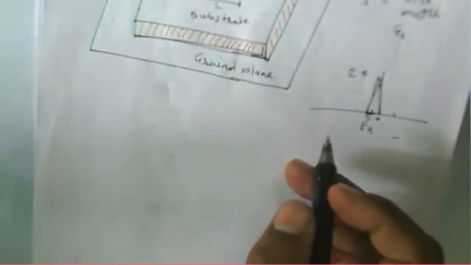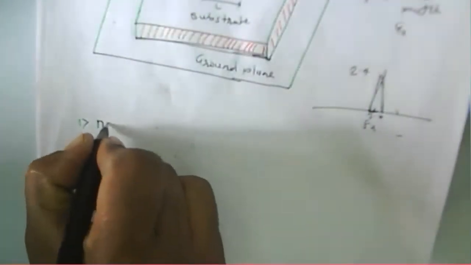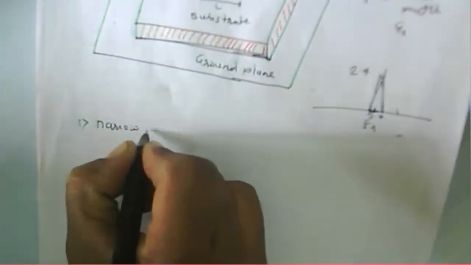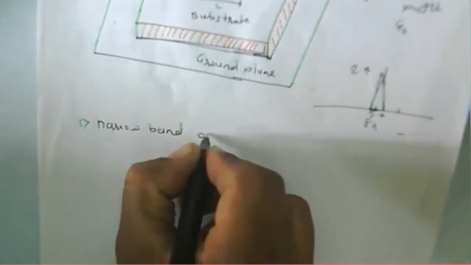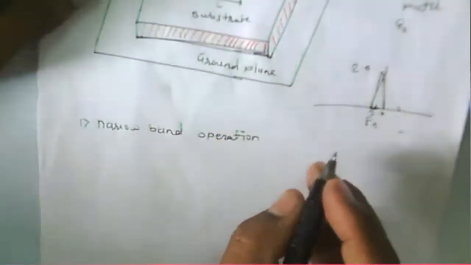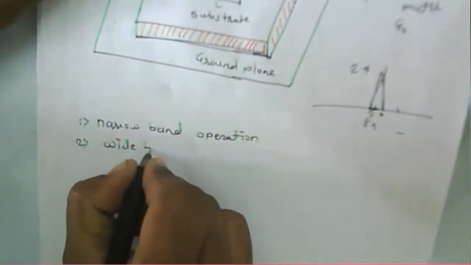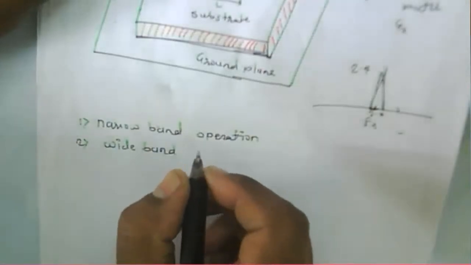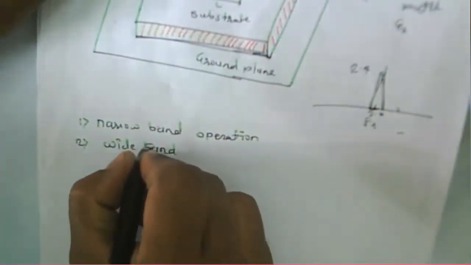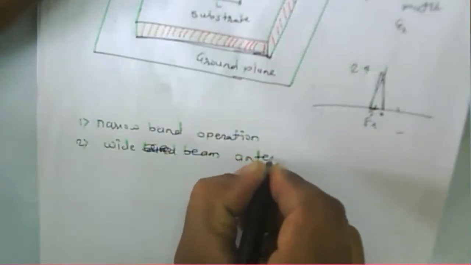And if you obtain the radiation pattern of an antenna, it is about the wide beam. Okay, operation, don't get confused. This one is about a narrow band of operation. We say a microstrip antenna has a narrow band of operation, and another thing is that it is a wide beam antenna. Sorry, not wide band, wide beam.